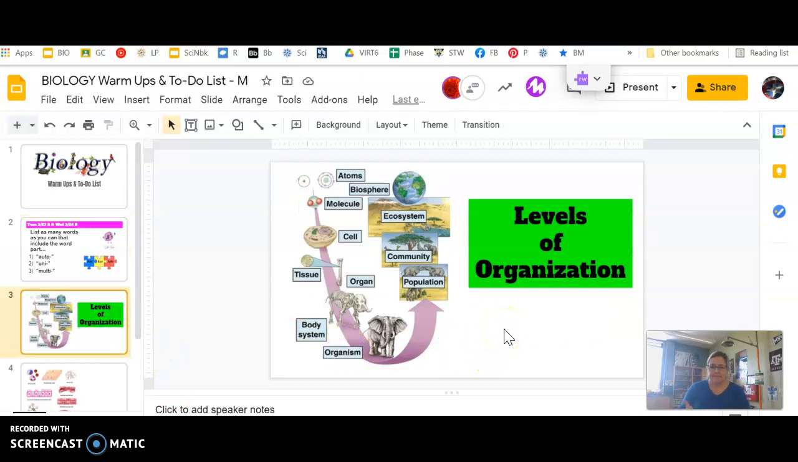Take a look at this diagram. Notice the arrow. It's going from small to big. So we just came out of our chemistry unit. So we talked about atoms and molecules. We know these are the building blocks of matter. We're going to spend some time here on cells.